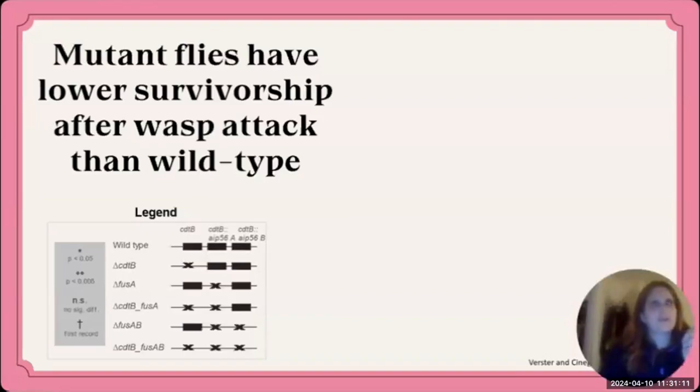Because if you have all the flies survive and no wasp, it tells you one thing, but what if none of the flies survive and all the wasps emerge? Or what if none of the flies survive but none of the wasps emerge? This tells you really how successful each side of the parasitoid host system is doing. So we had them attacked by a few different parasitoid wasps, which employ different strategies for their parasitoid attack.